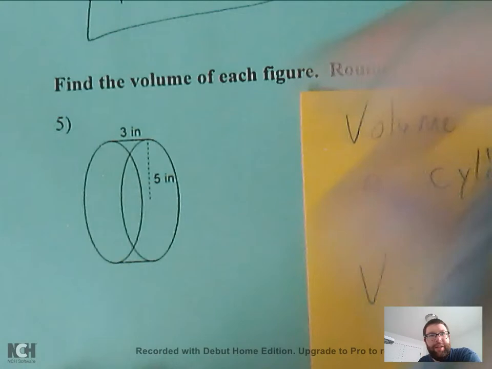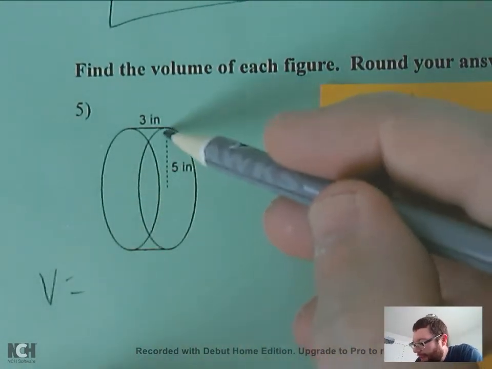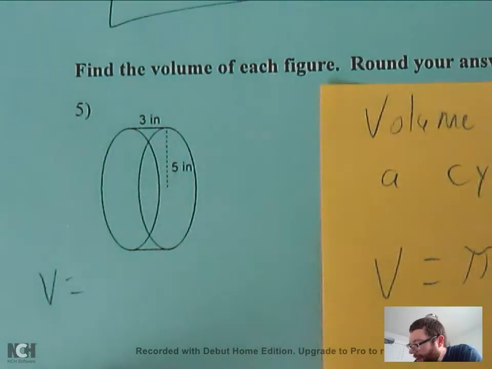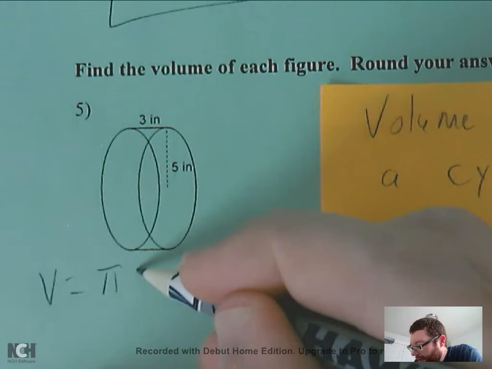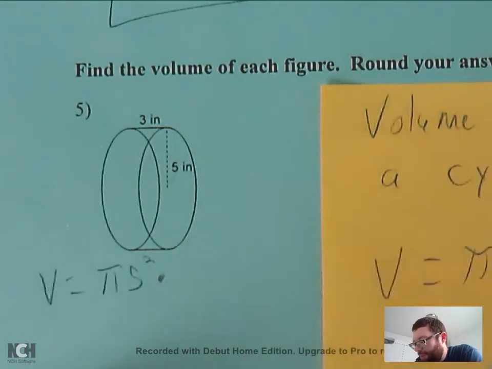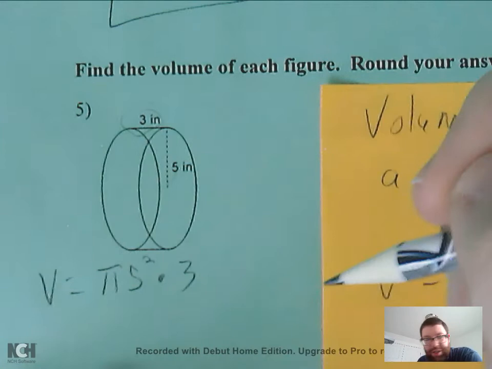So on this one right here, we'd have volume is equal to, my radius is right here, right? So that'd be 5 inches. So pi times 5 squared, and then multiplied by my height, which is 3 inches. It's on its side, so that's why it looks a little backwards, but just times 3.